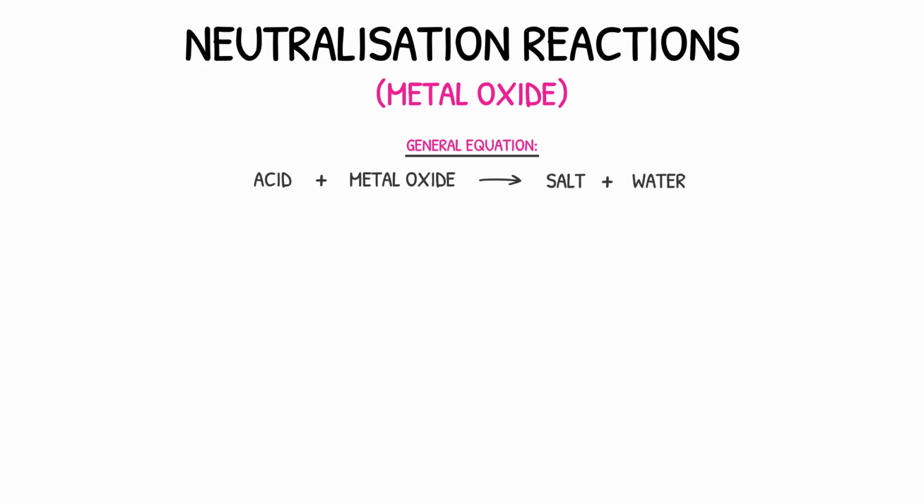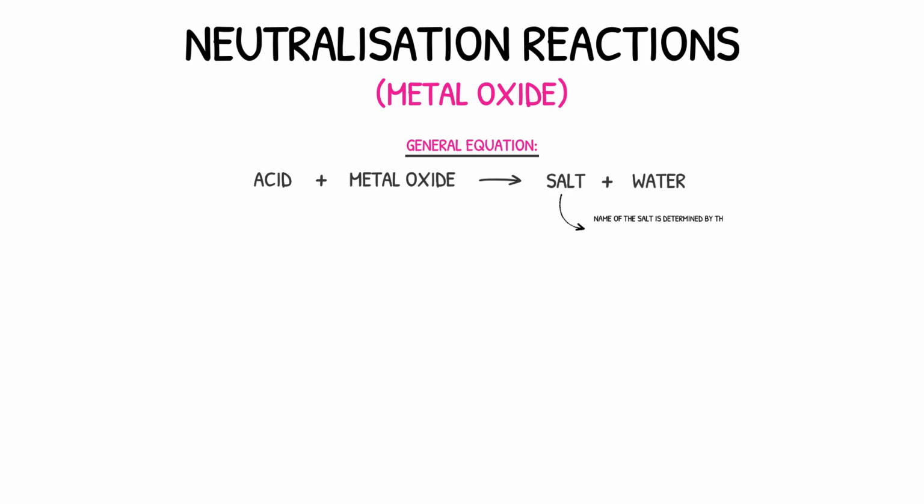When a neutralization reaction takes place between an acid and a metal oxide, the products of the reaction are always a salt and water. The general equation for this reaction can be written like this, where the acid and the metal oxide are the reactants, and the salt and the water are the products.